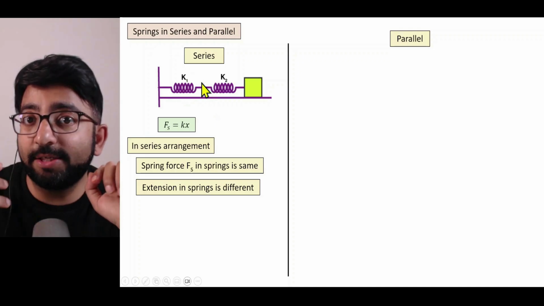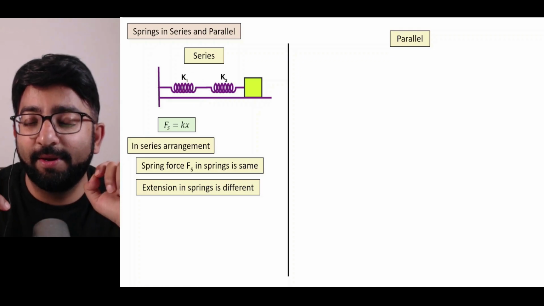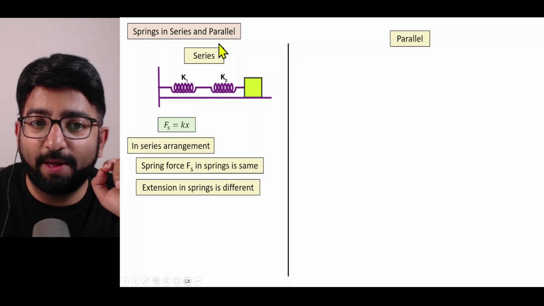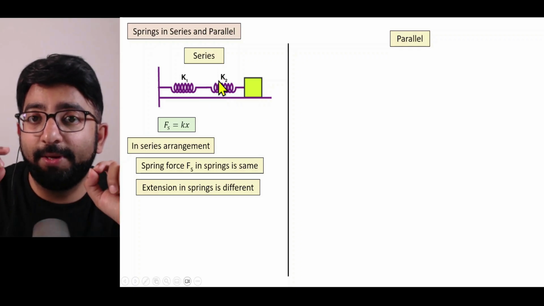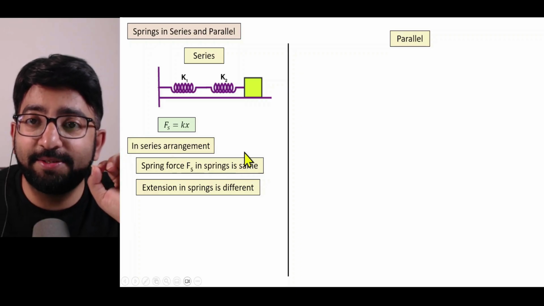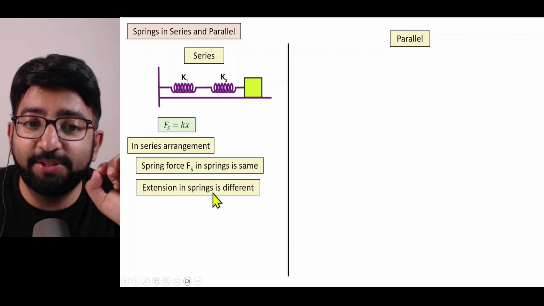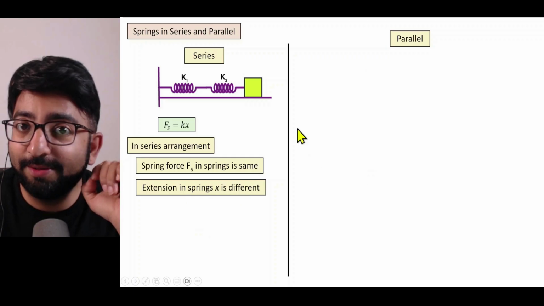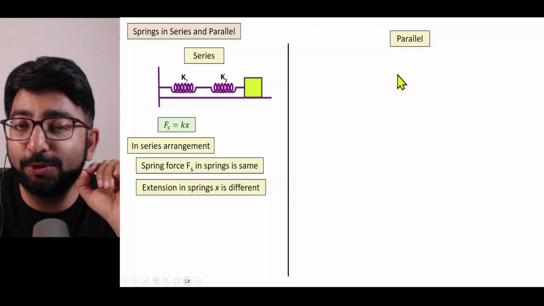So if you have a heavier spring, that will extend lesser. If a spring is lighter, let's say the value of k is lesser, that will be able to extend a lot more. So to sum up, in series, Fs stays the same, but extension x is different. On the other hand, how does a parallel spring arrangement look like?